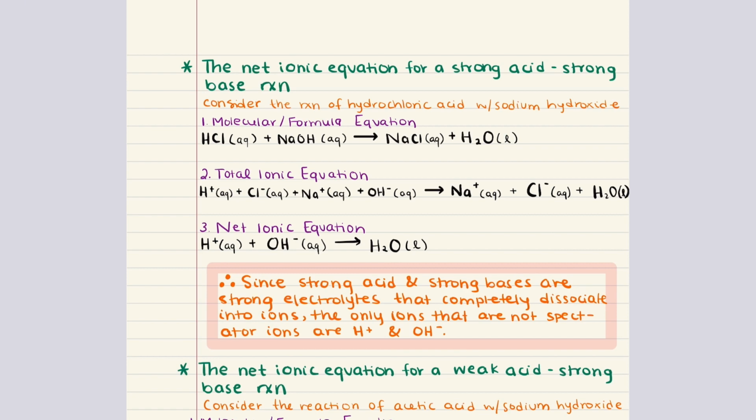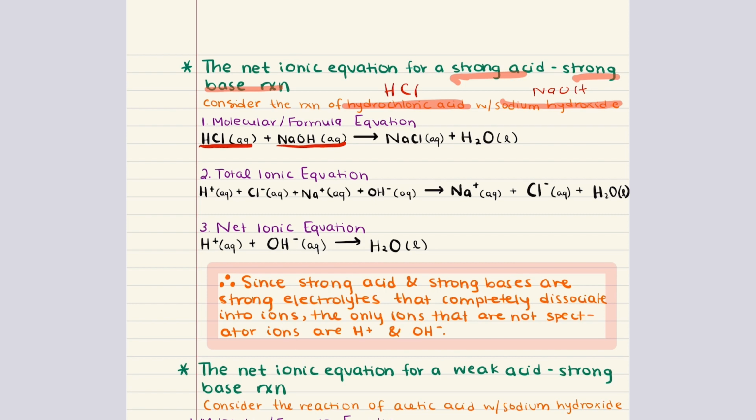We're going to see a few examples of this by starting off first with a neutralization reaction of a strong acid with a strong base. So we're going to consider the reaction of hydrochloric acid, which we know is a strong acid, with sodium hydroxide, which we know is a strong base. So we're going to go ahead and write those as our reactants, hydrochloric acid plus sodium hydroxide. What are the products? The products are going to be salt plus water.